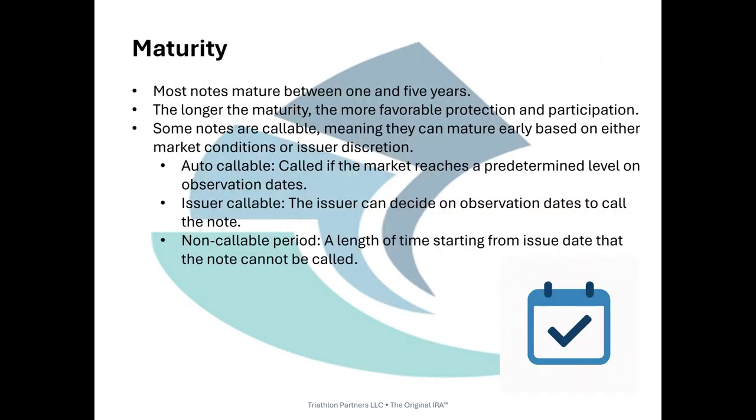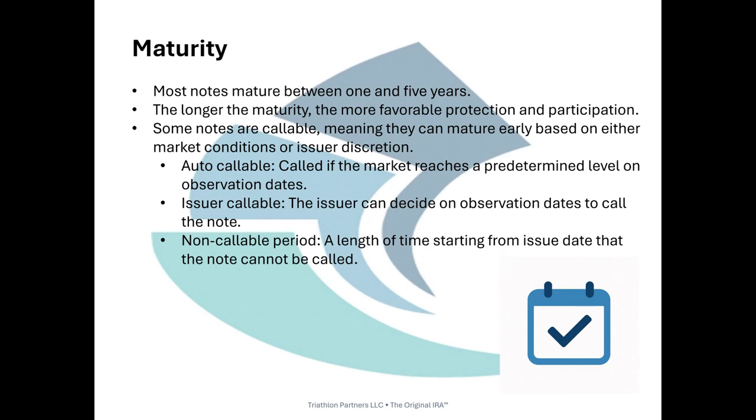The maturity is usually between 1 and 5 years, and the maturity is how long the note lasts, like a bond. Now, typically, the longer the maturity, the more favorable the protection and participation is on the note. There are some notes that can mature early, and we briefly touched on that, and that's because these notes are callable. When they're called, the note no longer exists and your principal and your profits are paid out to you. There are two different types of callable notes.